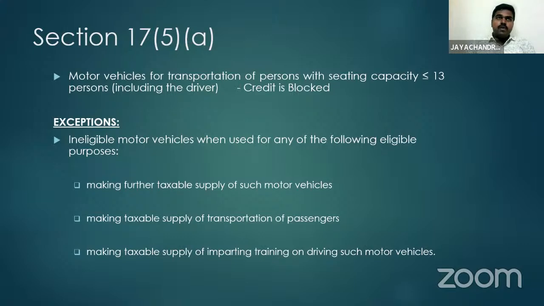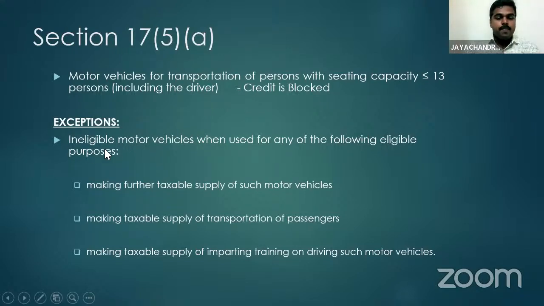If it is more than, for example, companies buying or purchasing a bus. What is the seating capacity of a bus? It is greater than 13, right? If it is using that bus to pick up and drop its employees, or even if they want their CEO or chairman to come in that bus also, the credit is available for that bus.